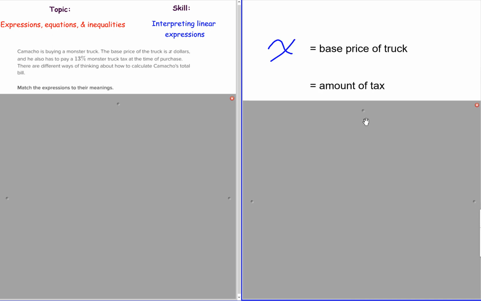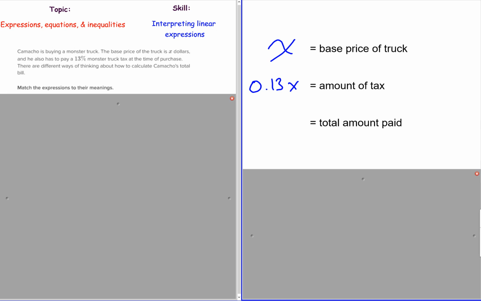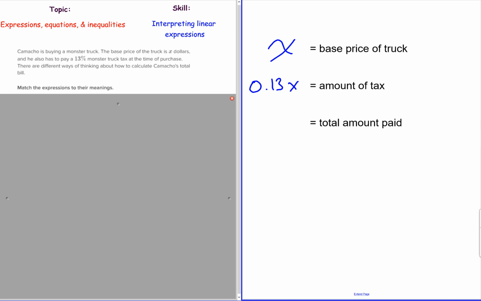The amount of tax that Camacho has to pay, well, he pays 13% of X, and the total amount he has to pay is going to be X plus 13% of X, right? That's the base price, that's the amount of the tax, and that's the amount paid.